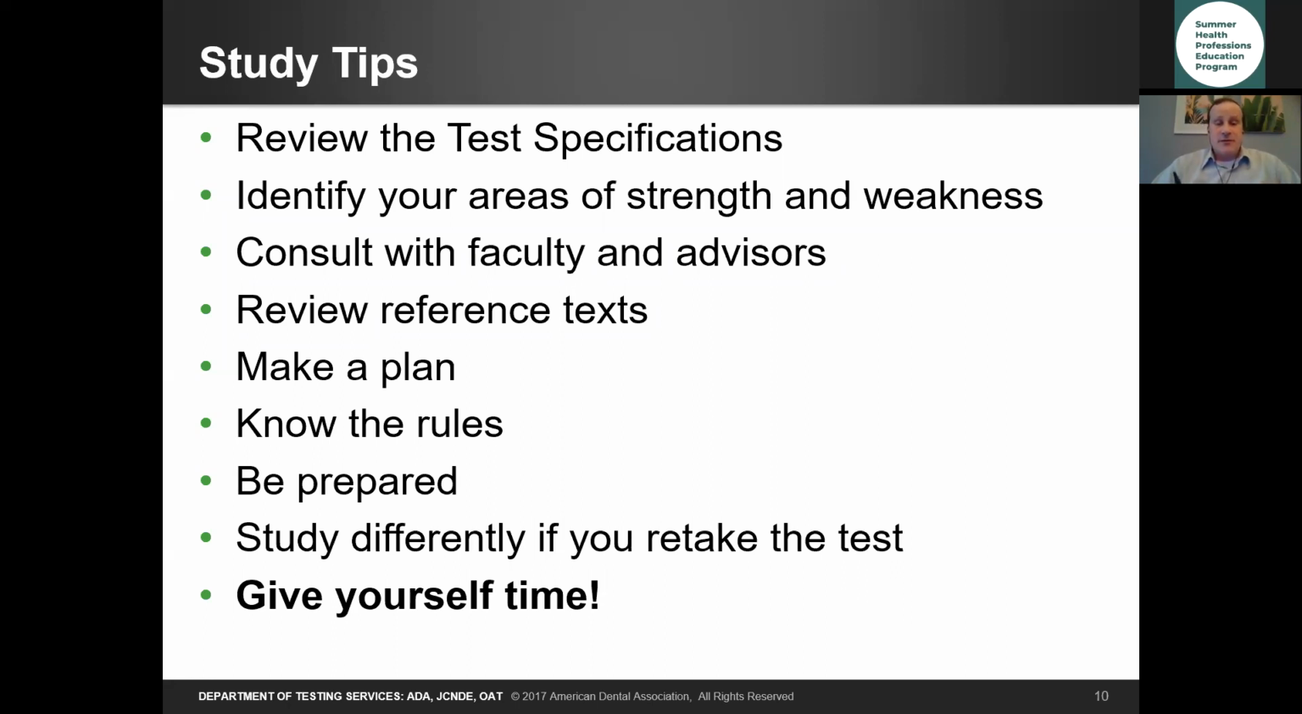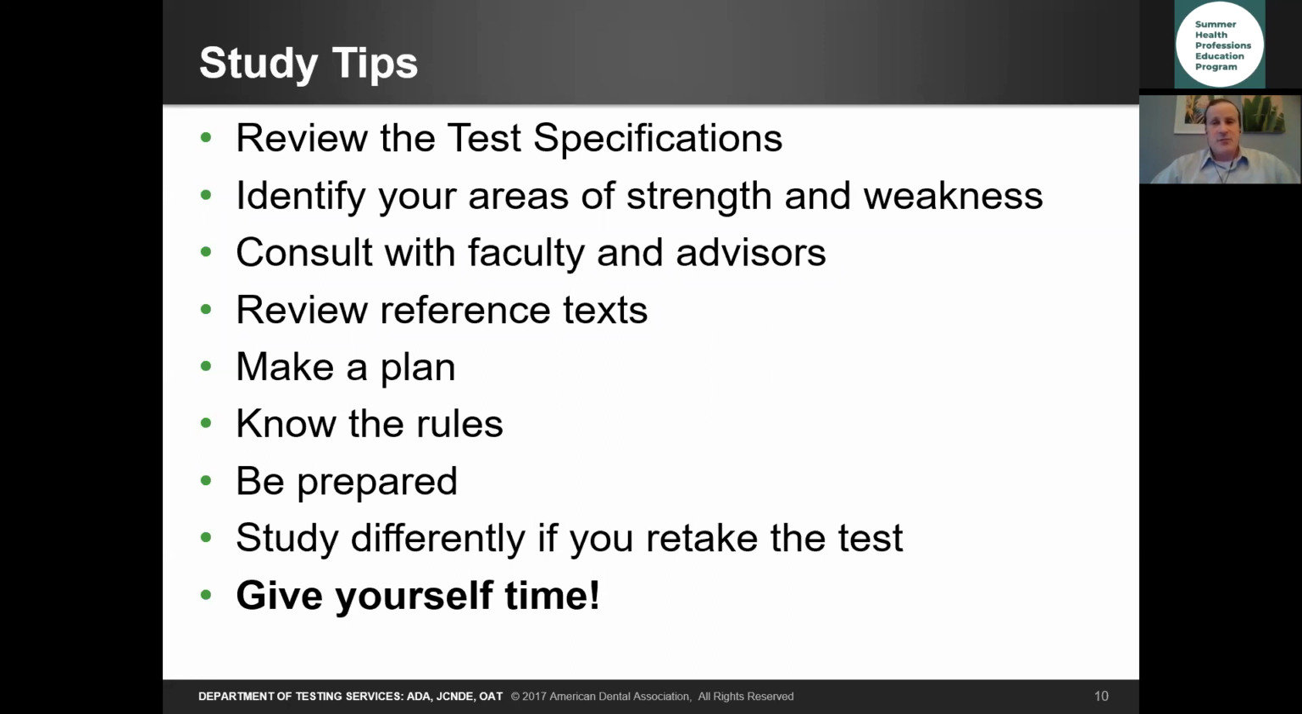Consult with your faculty and advisors, with the educators who know you and know your strengths and weaknesses, and know how best you interact with material, so that they can help you set your plan.